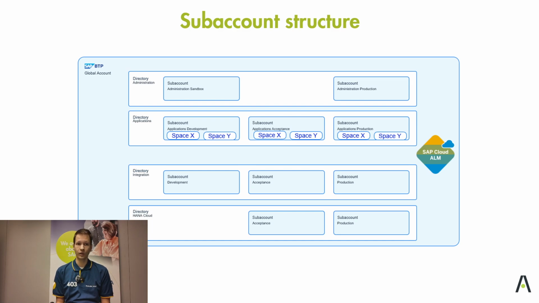Also, one we recommend to separate is your database, in this case HANA Cloud, and even have only 2 sub-accounts, because HANA Cloud can be very expensive and you can connect one HANA Cloud to different other sub-accounts, so you can reuse the same. Of course, this is not recommended for production.